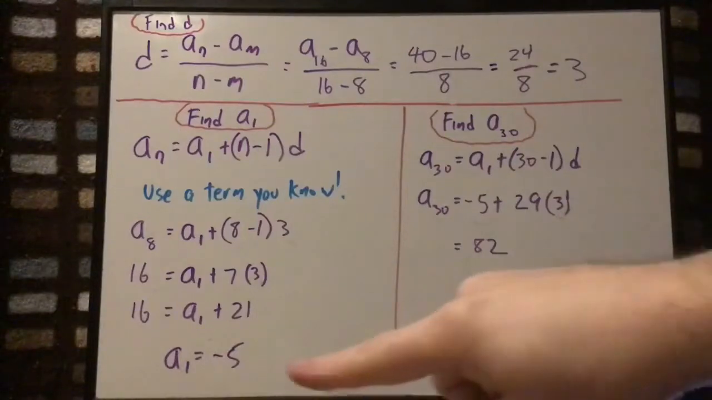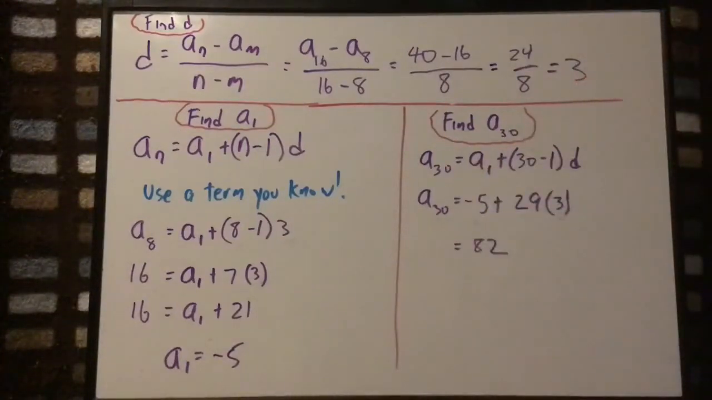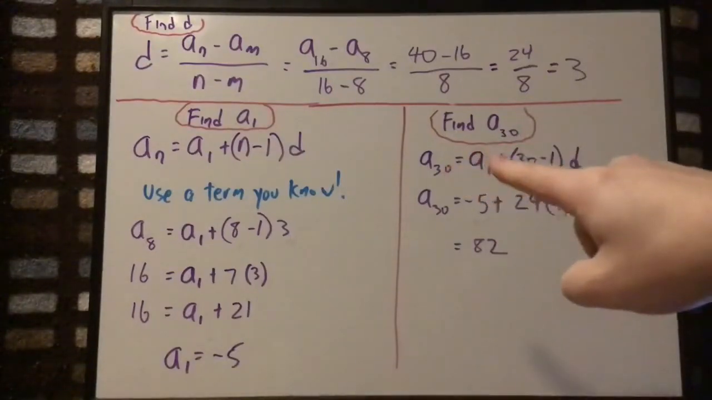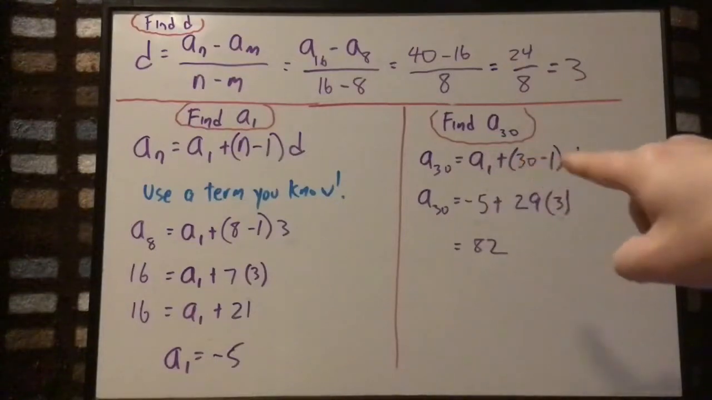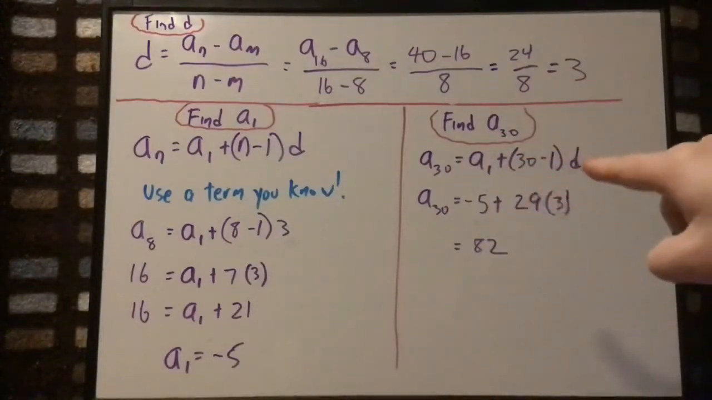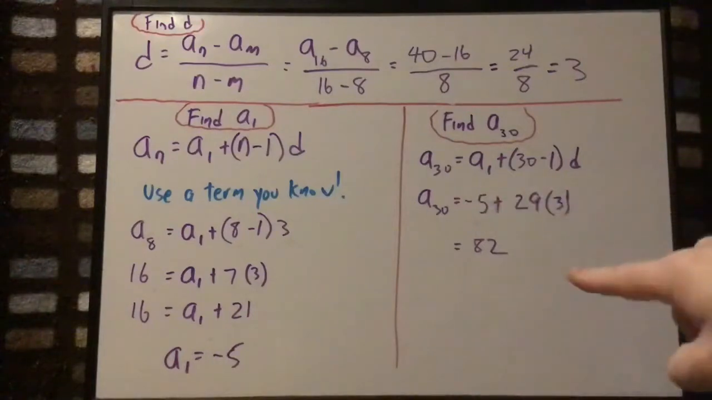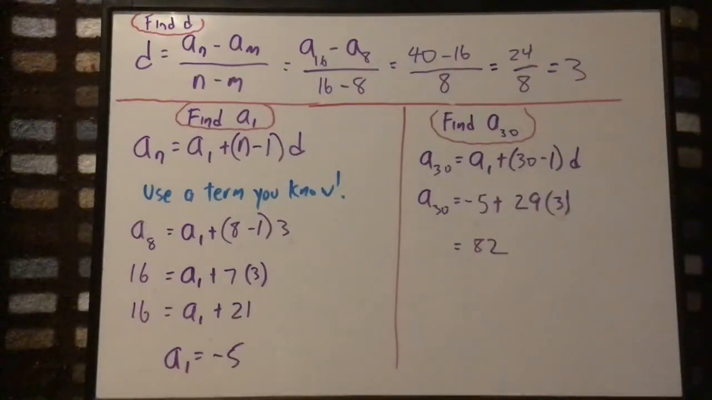So now that I know the first term and the common difference, I can find any other term I want using the same formula. So to finally answer the question, what is a sub 30? Well, to find a 30th term, I'm going to plug in the first term, which now I know, which is negative 5, do 30 minus 1, which is 29, and common difference is 3. Once I plug all those in, I get what the 30th term is. It's 82, all right? So hopefully that shows you a more advanced example about just given a couple terms, how you can find the common difference, find the first term, and then find any other term you want.